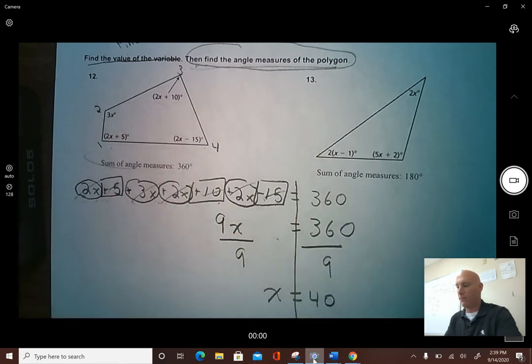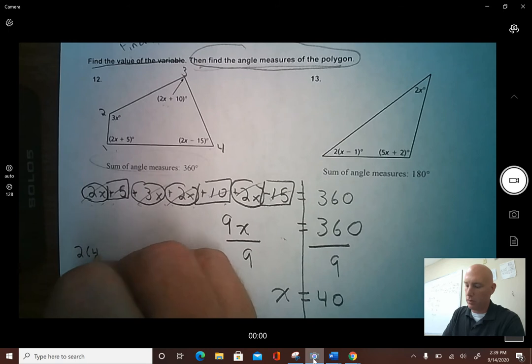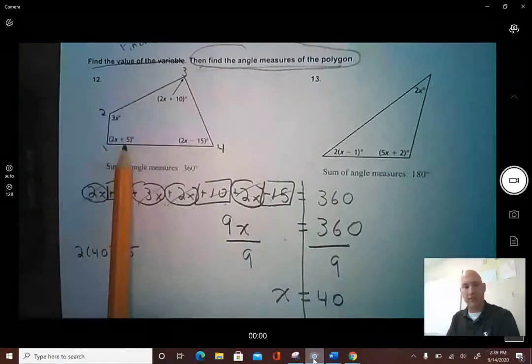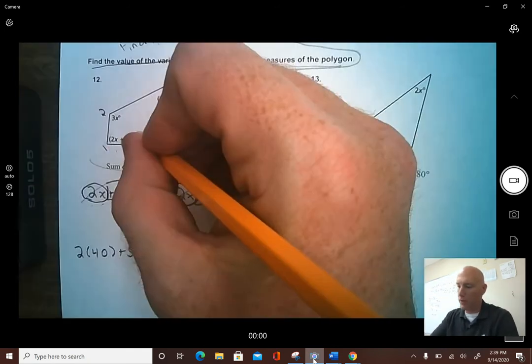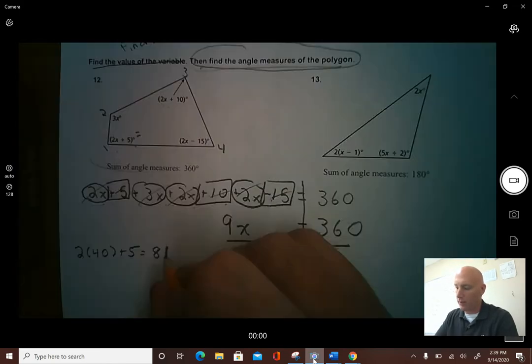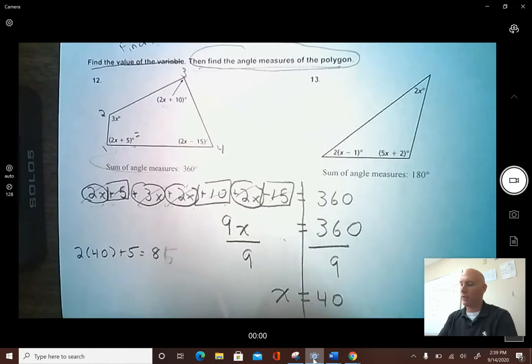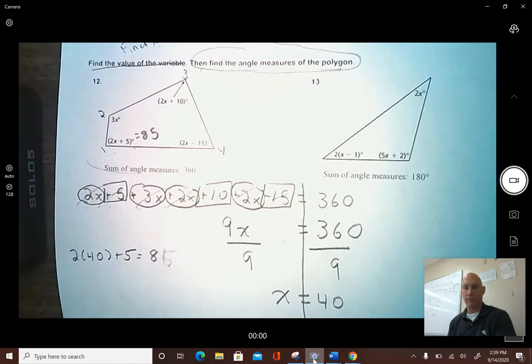Now that I know what x is, I can take this and plug it back into each angle. So for angle 1, it would be 2 times 40 plus 5, because it was 2x plus 5. 2 times 40 is 80 plus 5. So we know the measure of angle 1 has to equal 85 degrees. I don't know why I wrote a 1 there. I apologize. And my camera's freaking out again. So you know that one has to be 85.